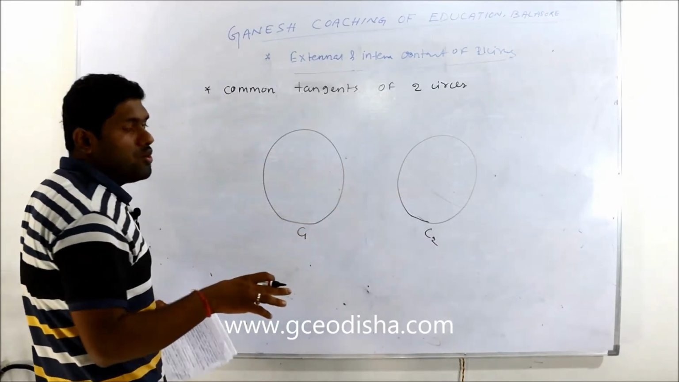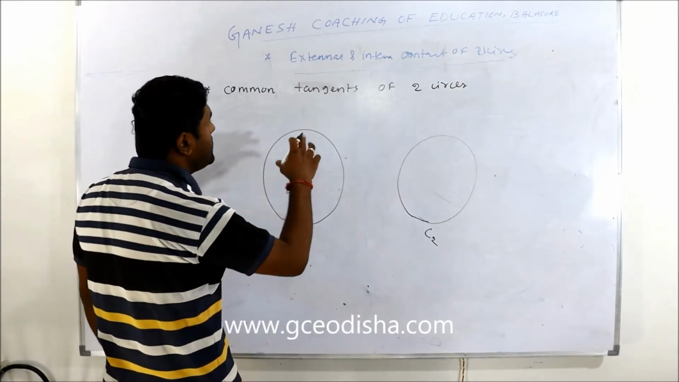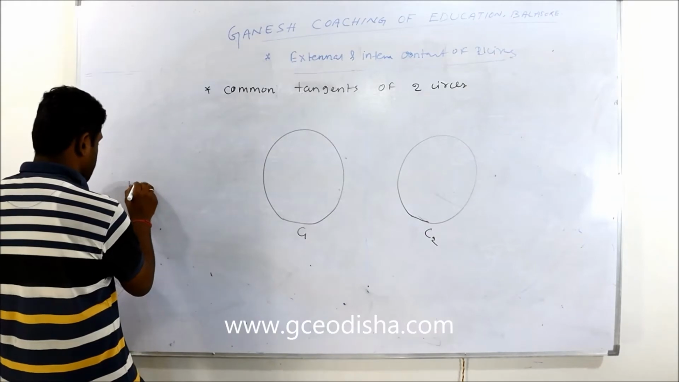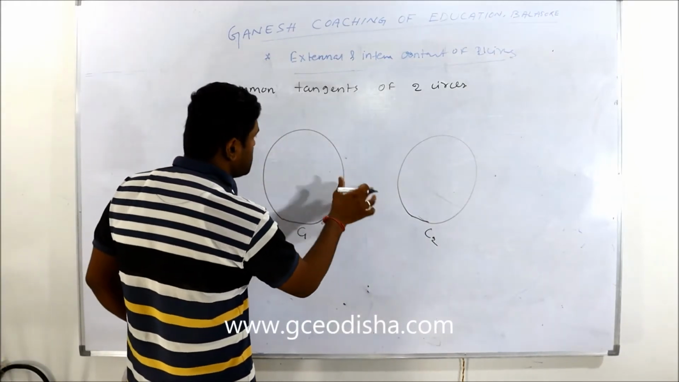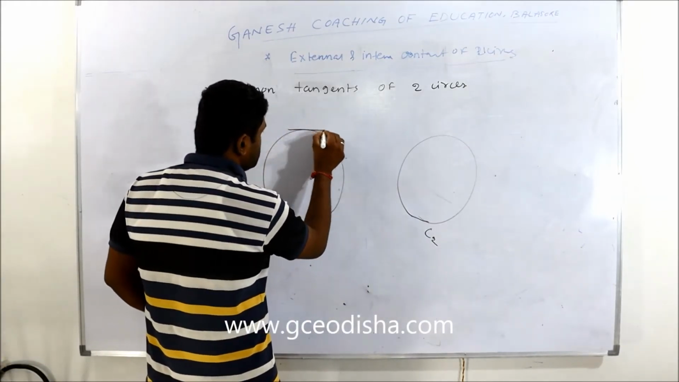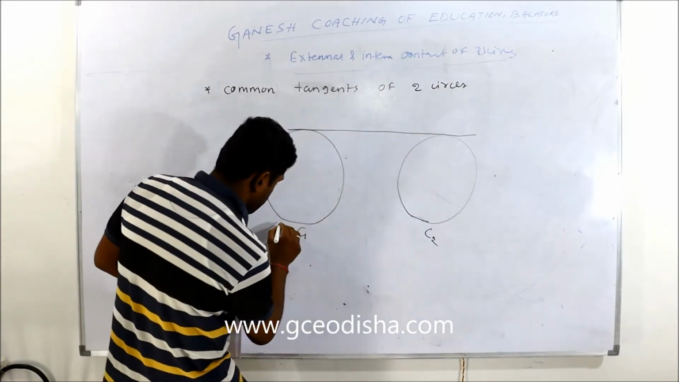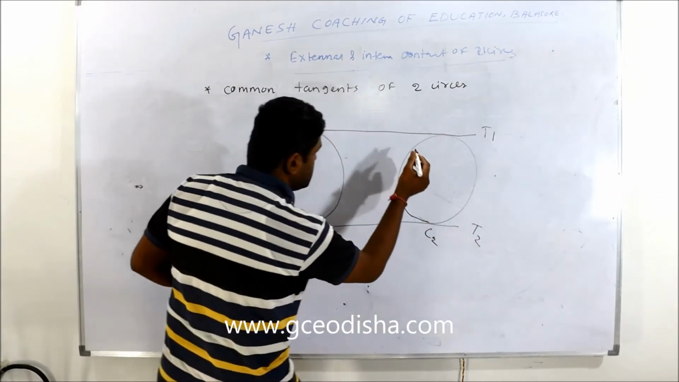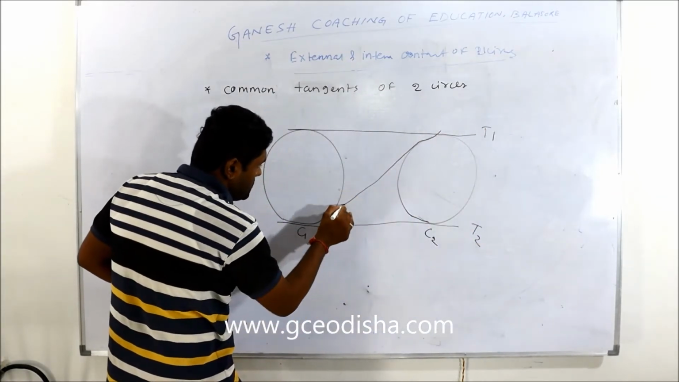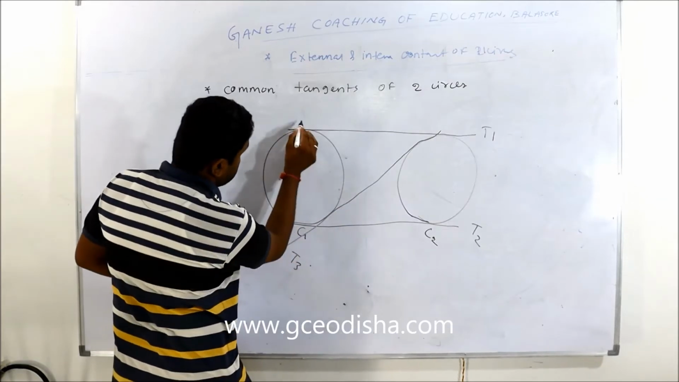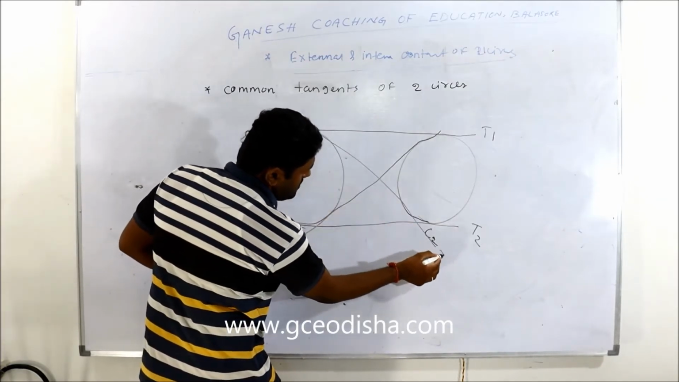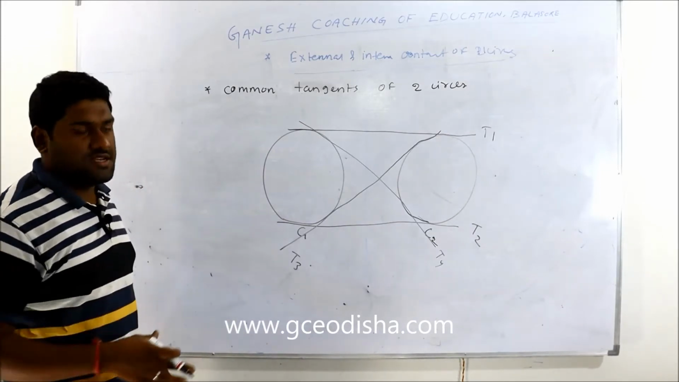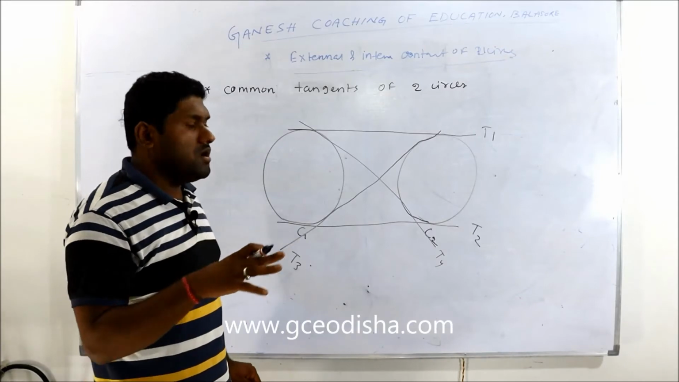When the two circles do not touch each other, how many tangents will come? Like tangent 1 and tangent 2, this is T1 and this is T2, another tangent will come, this is T3, and another tangent will come, this is T4. When two circles do not touch each other, there will be 4 common tangents.